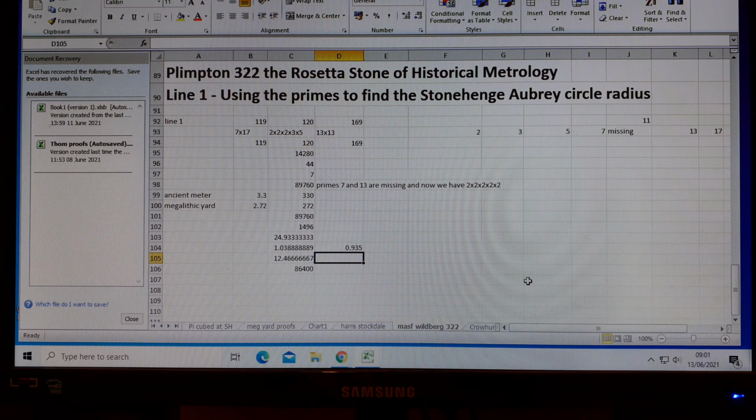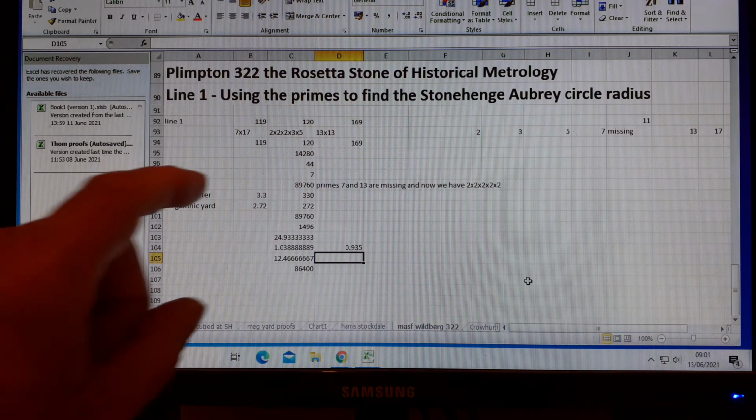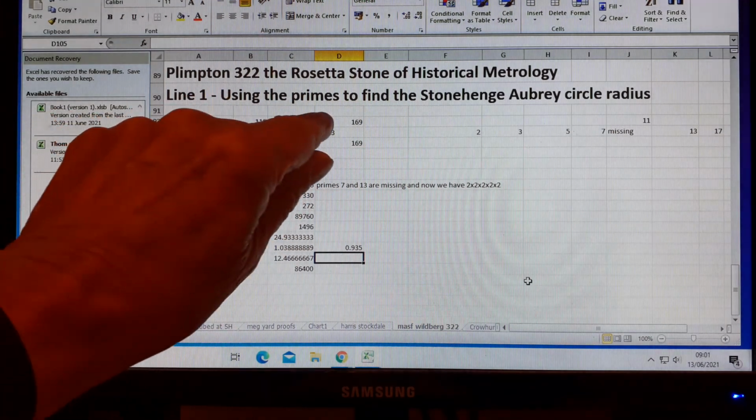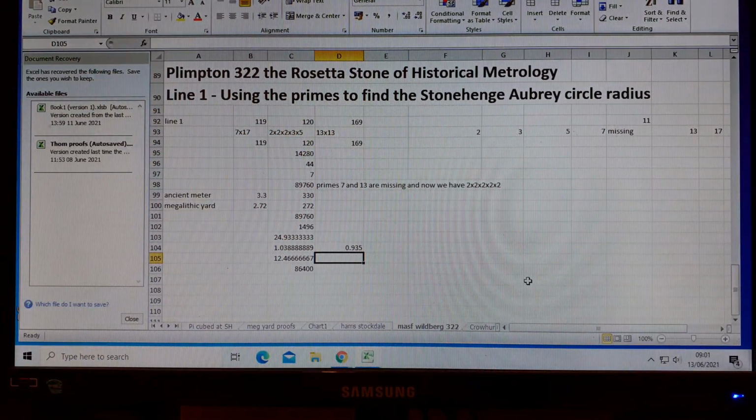So that's it for now. It's a very short presentation because there's not really a lot in there to take in. It's all fairly basic stuff. But when you think that that's the Aubrey Circle and this is Plimpton 322, it's a whole different situation entirely. And it's something that we should be taking very seriously now, this work of Alexander Thom.